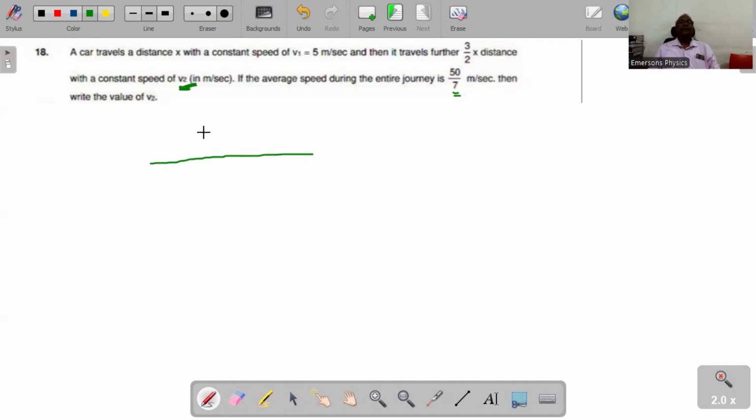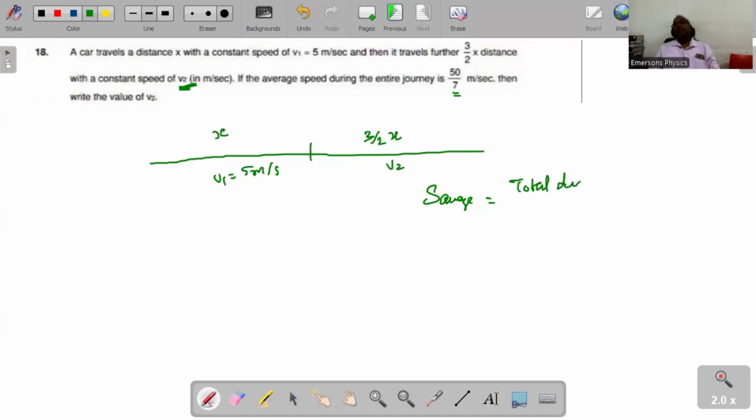First, it travels a distance x with a velocity 5 meter per second. Then it travels 3 by 2x, which is greater than x, with a velocity v2. Its average velocity is given. Find out the value of v2, right? Simple question. Average speed, constant speed. So average speed equal to total distance traveled by time taken. This is a formula.